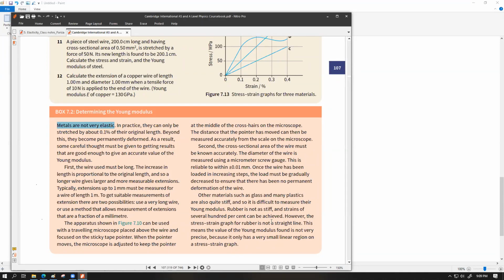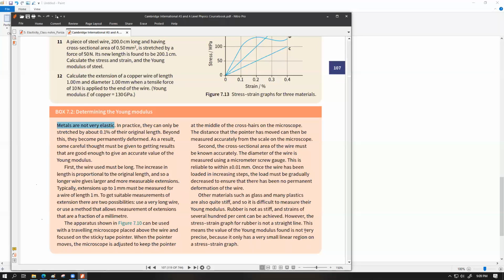Several hundred percent মানে কি? একটা স্পেসিমেনকে তুমি যদি 100% স্ট্রেচ করতে পারো তার মানে হচ্ছে ইট ক্যান মেক ইট ডাবল। তুমি যদি 200% স্ট্রেচ করতে পারো তার মানে হচ্ছে ইউ ক্যান মেক ইট ট্রিপল, ঠিক না? বুঝছো? So rubber materials can be stretched by a very high amount compared to metals. However, the stress strain graph for rubber is not a straight line at all.